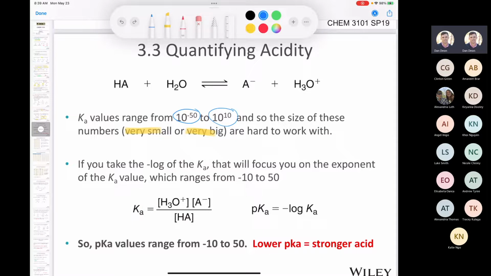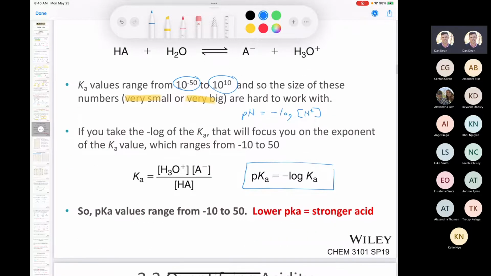And you would remember that pH, for example, is the negative log of the concentration of H+. That's something you should have memorized from general chemistry too. Well, pKa is just the negative log of Ka. And so instead of having numbers that range from 10 to the negative 50 to 10 to the power of 10, then we have negative 10 for a pKa all the way up to positive 50.